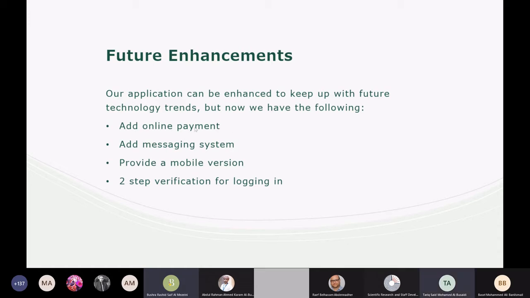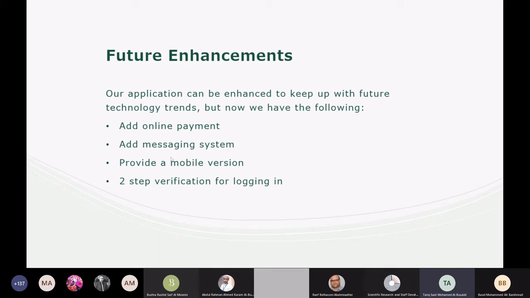Anyways, we want to add online payment. Online payment is very critical to add because you have to have a secure website and process to make it safe for everyone and to be trustworthy.